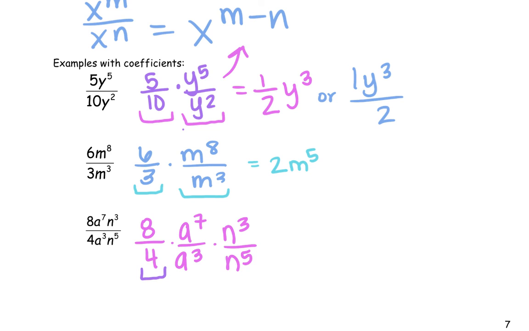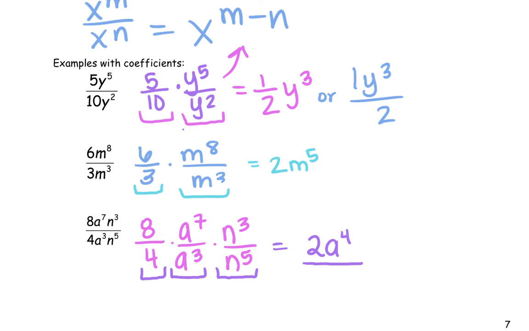8 divided by 4 is 2, right? Then we have a to the 7th divided by a to the 3rd, so the rule tells me to subtract those exponents. So 7 minus 3 is 4. And then this last one, n to the 3rd over n to the 5th, there's more n's in the denominator, so I know my answer is going to end up being in the denominator of this fraction, okay?